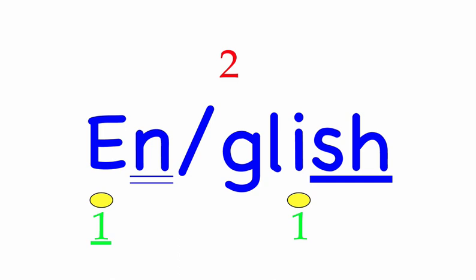English. N is representing its second sound here. When the letter N is followed by G or K, the N will represent its second sound. And we capitalize the E in this word because it is the name of a language.